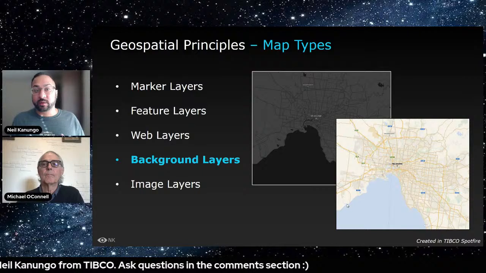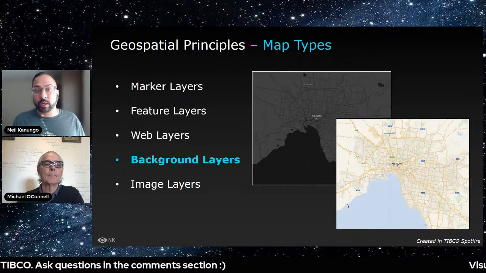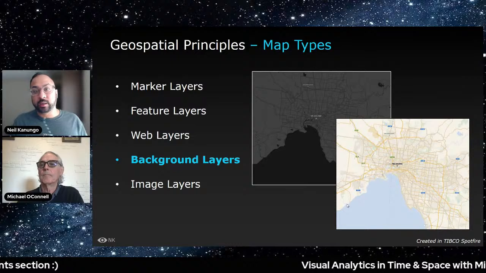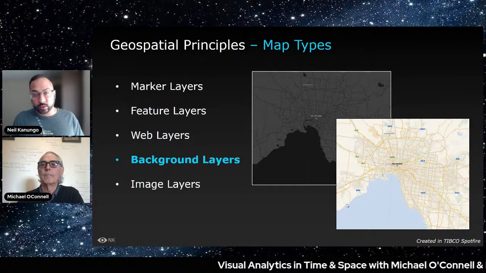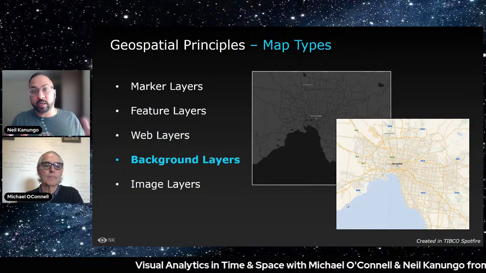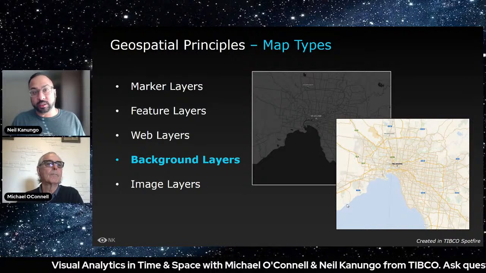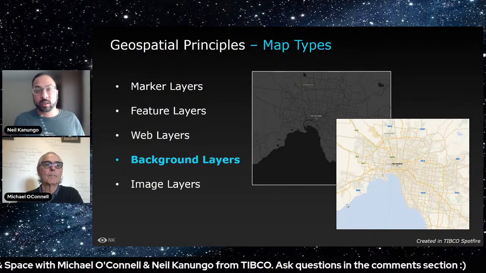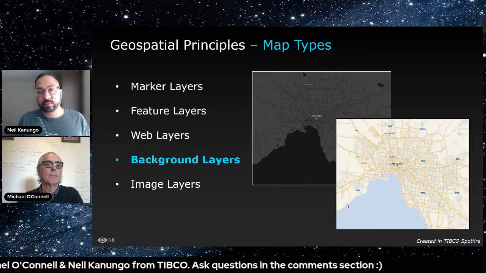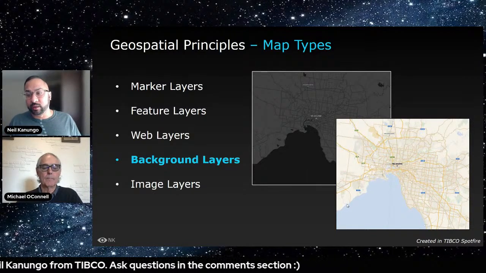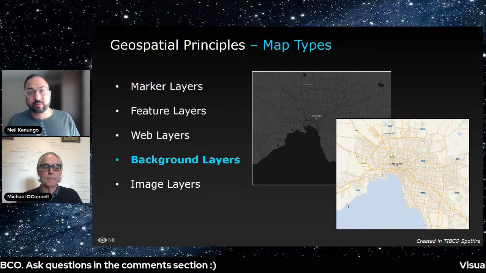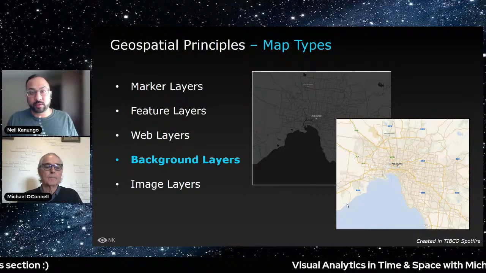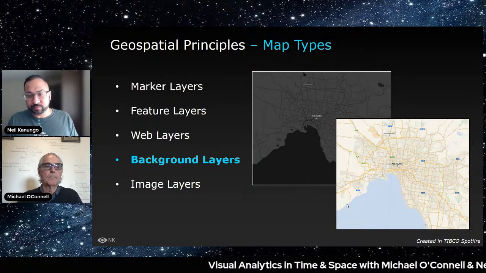If that context is important, let's say you're doing an ecological study, and you do want to see where the different forests and ecological zones are, then you want a rich background layer. So it depends on what type of data you're showing. If you're using traffic data, you want to make sure your background layer has roads on it. You don't want a background layer without roads while you're showing traffic data.